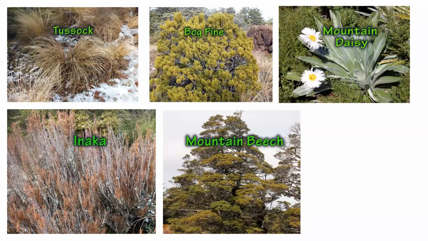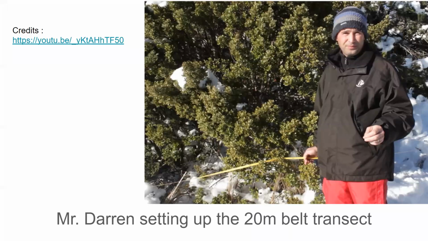So actually, Mr. Darren did a belt transect as well as a point transect. Here in the picture, he's doing a point transect. That is, he has taken a 20-meter belt transect, and he stretched it, tied the two ends of the transect to two different trees from the starting to the ending point. And then whichever tree or shrub or plant is touching the transect every 2 meters, he has counted them.